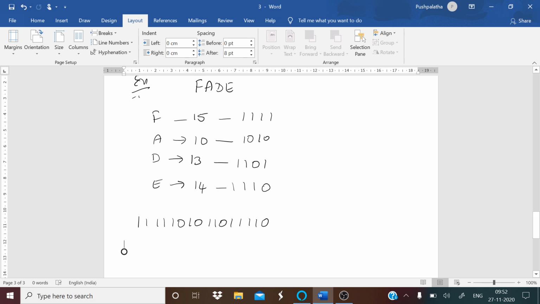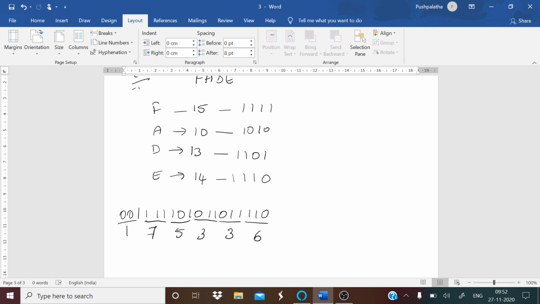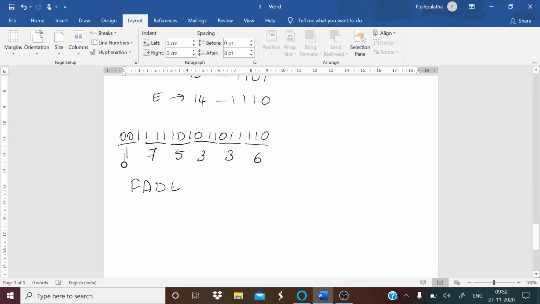Starting from the right side, you go on dividing it into 3 bits, because we are supposed to convert it into octal. Octal means 3. So this is your 3 bits, this is your 3 bits, and this is your 3 bits. This is your 3 bits and you have 1 over here, add 2 zeros. So what is 001? 001 means 1. 111 means 7. 101 means 5. 011 is 3. Again 011 is 3. 110 is 6. So this number, FADE, which is in hexadecimal, when you convert it into octal, you get 175336 in the octal system.